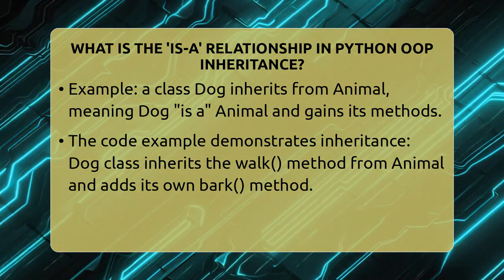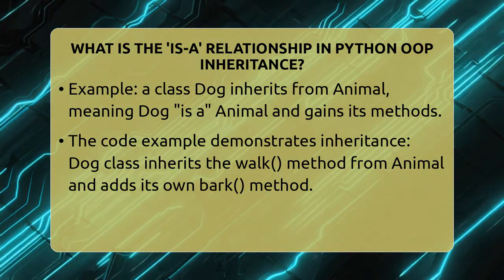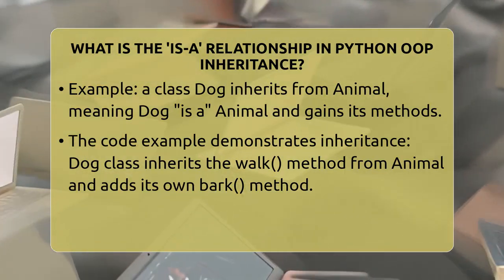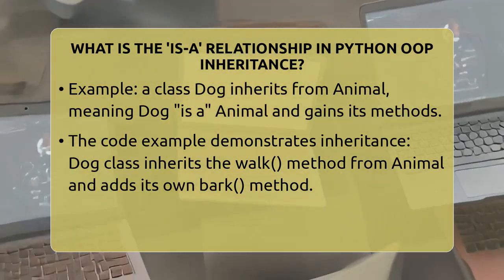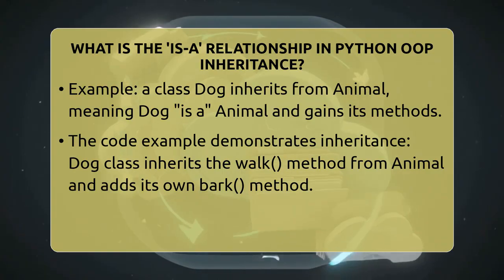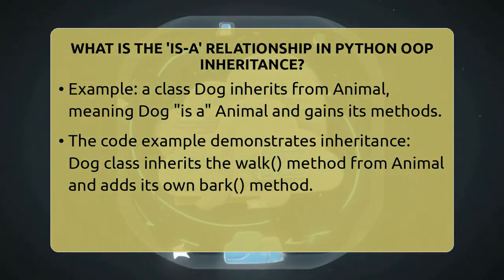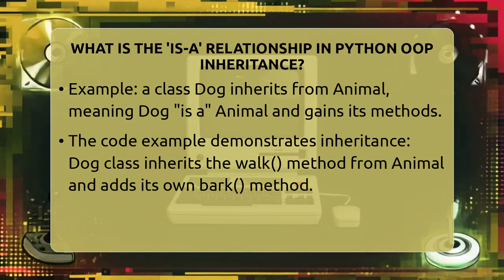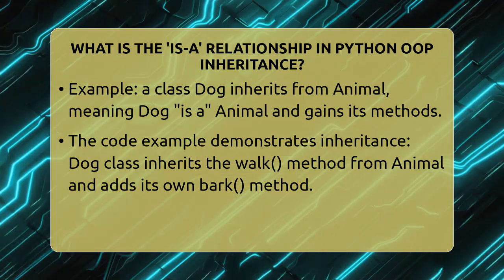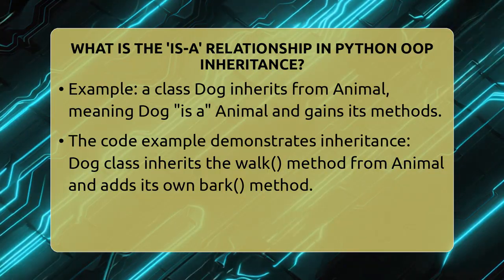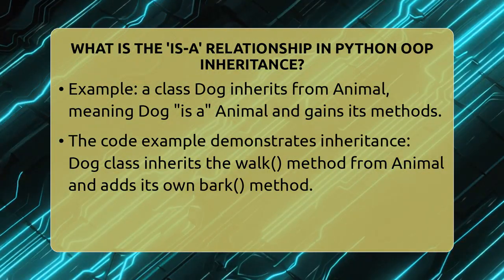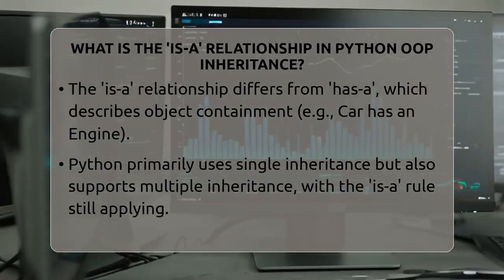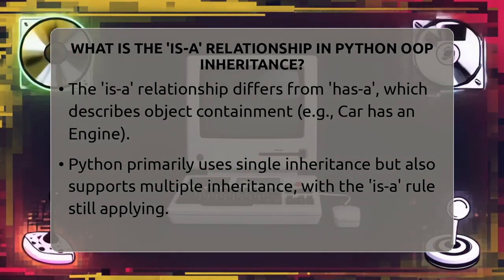In code it looks like this. class Animal: def walk(self): return "walking". class Dog(Animal): def bark(self): return "barking". Here, the class Dog inherits from Animal. That means every dog object can walk because it inherits the walk method from Animal. It can also bark because that method is in the Dog class. The is-a relationship makes it clear. A dog is a kind of animal.